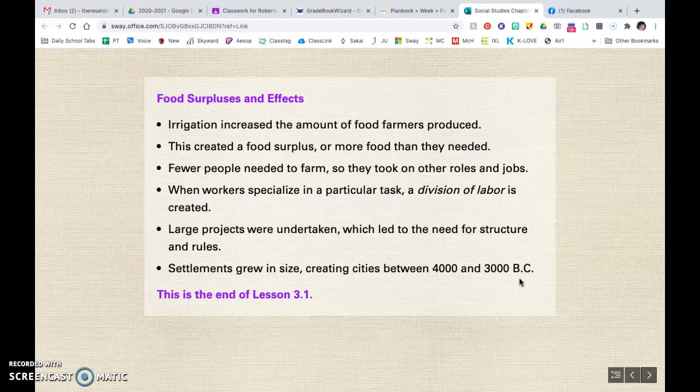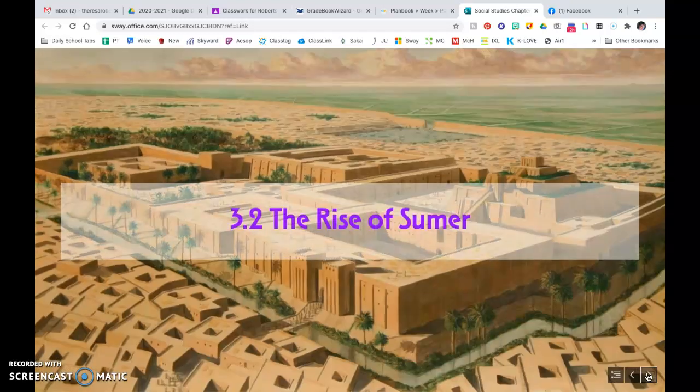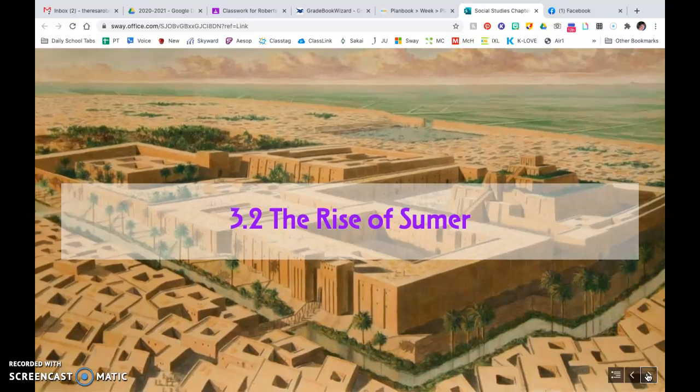This concludes our study of Lesson 3.1. We will pick up the next time with 3.2, which is the rise of Sumer.